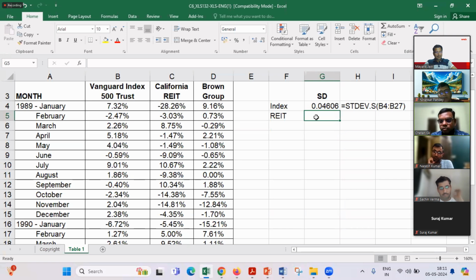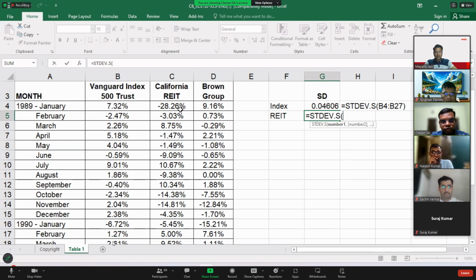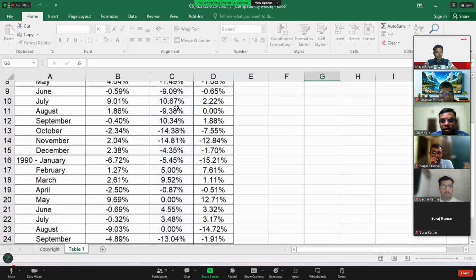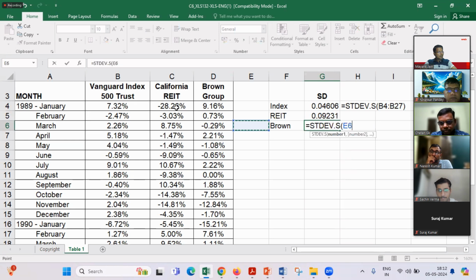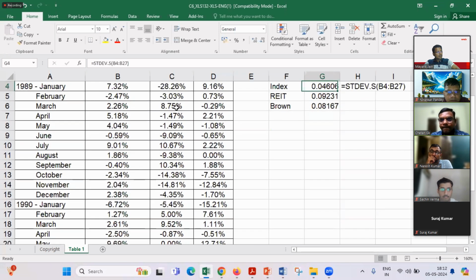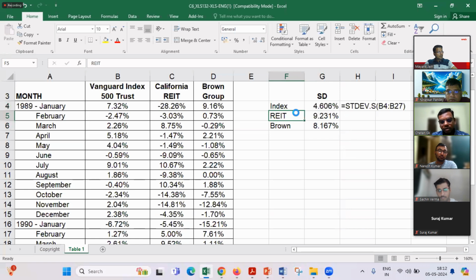Fine. So shall we do it? STD. So I click on this. So I got the answer for REIT as well. Then let me go for Brown group. Brown group is also the same, right? So I'll convert this into percentage terms. It was a decimal earlier. Hope your answers are matching with mine.